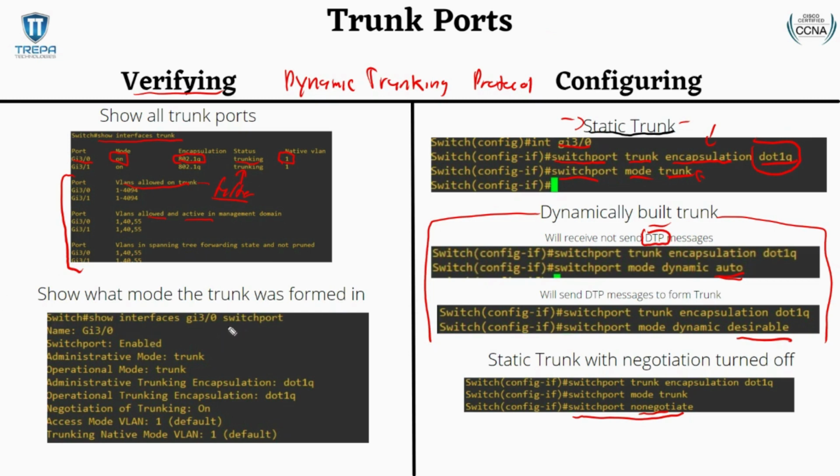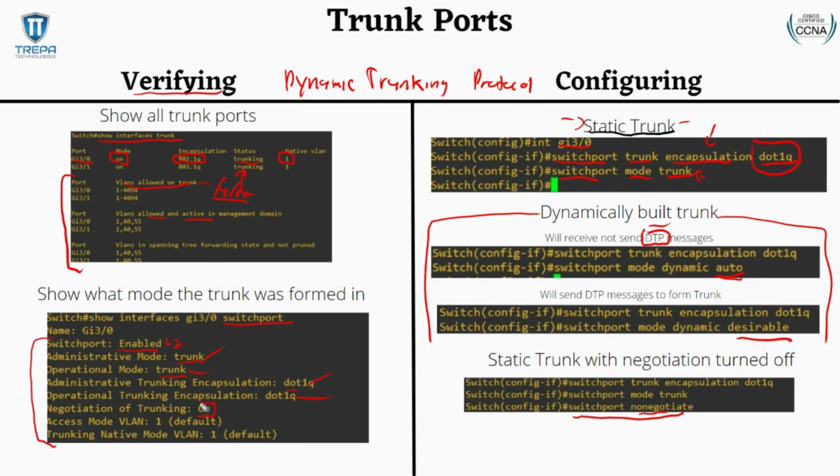And then this command right here, show interfaces, and then the gig 30 switch port. This is going to give us a lot of information on the operational and administrative mode. So we can see the switch port is enabled, which means it's layer 2. We can see that administratively it's trunking. Operationally it's trunking. And the difference is that someone set this, and this is what's actually happening on the wire. And then we can see administratively someone set it to .1Q, and that's what's actually happening on the wire.